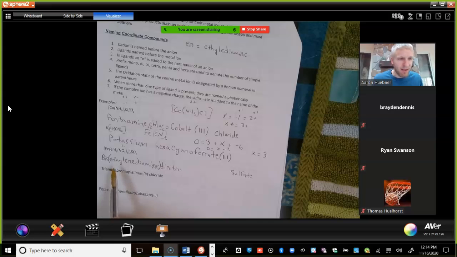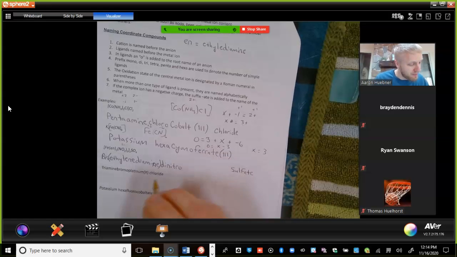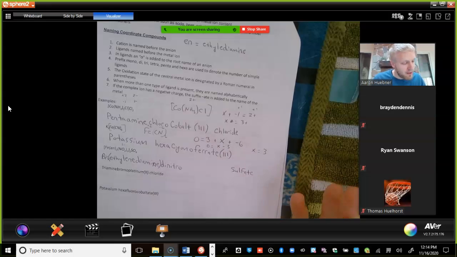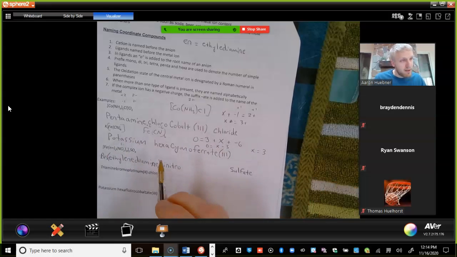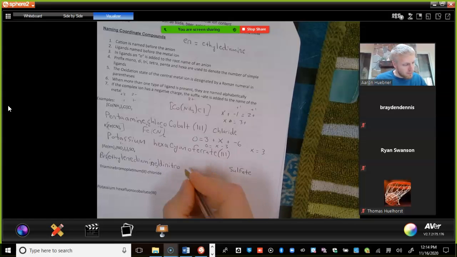I'm not going to have anything like that on the test, but just know if you have di already in the name of the ligand, and you have 2 of those things, then you got to write bis. So this is kind of confusing. So there we go, bis ethylene diamine dinitro. We just got to figure out the transition metal is iron. It's not the negative anion, so we're not going to call it ferrite. We're just going to call it regular iron, because it's the cation.